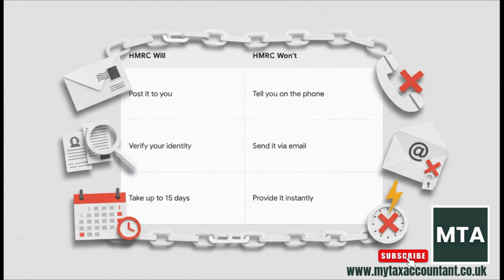Okay, this is probably the most important point, so please listen up. HMRC will never, and I mean never, give you your UTR over the phone or by email. It's all about security, preventing fraud and identity theft. The only thing they will do is post it, using Royal Mail, to the address they have on file for you. And here's the kicker, it can take up to 15 working days to arrive. That's 3 whole weeks. So if that deadline is creeping up, you need to make that call right now.